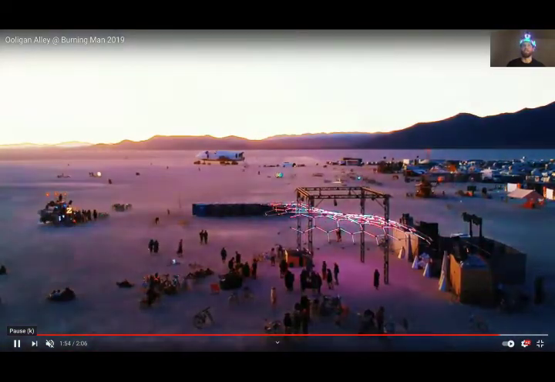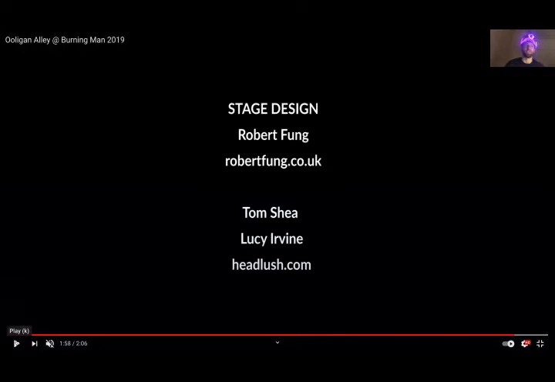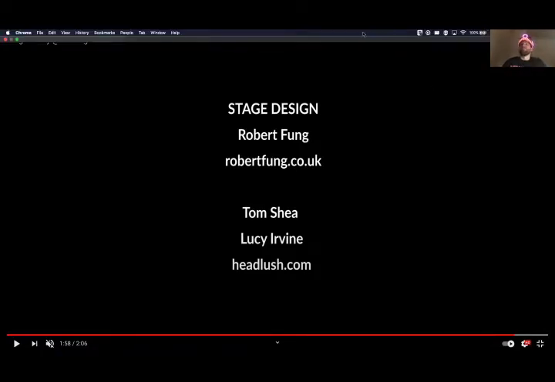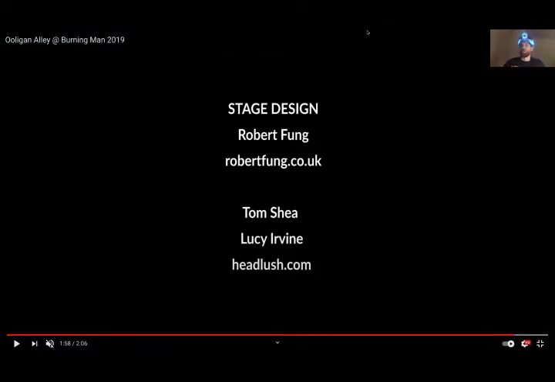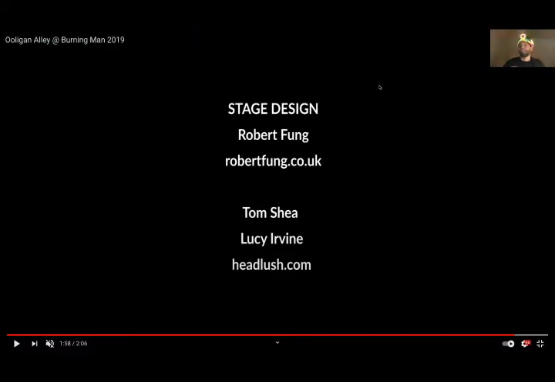And here you can see that even in the daytime, or at least at dawn, you get some pretty decent lighting effects there. So that is just an initial overview of one of the projects that I've worked on. Hopefully that gets the juices flowing a little bit. And moving on to the next section.